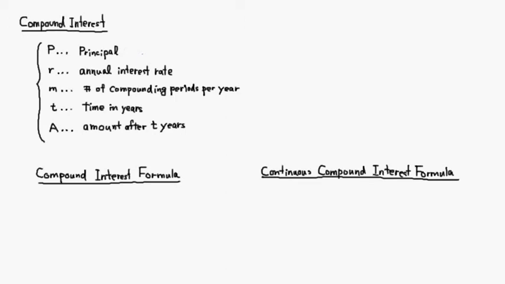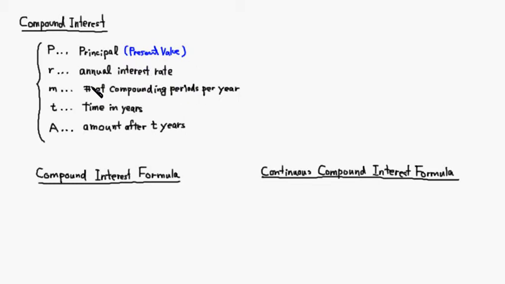Okay, let's look at compound interest. Let's first go over notation. P denotes the principal. Principal is basically the same thing as present value, or initial investment. That's the amount of money you deposit in the beginning.